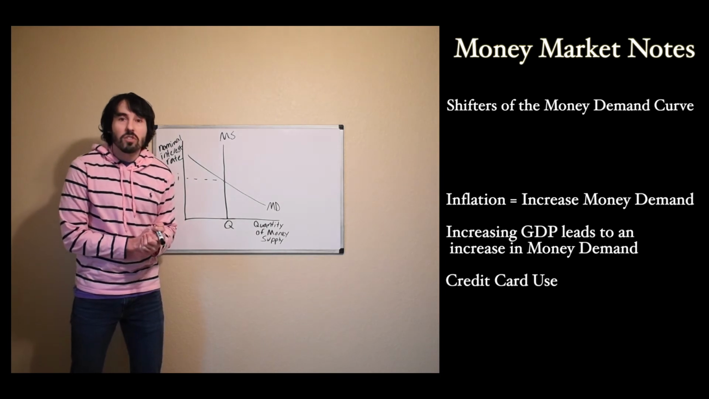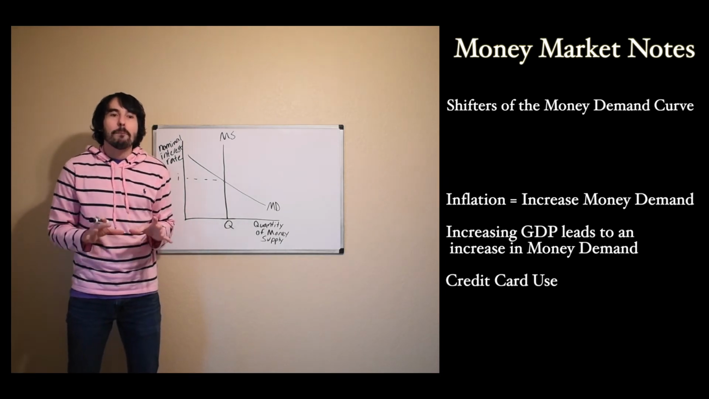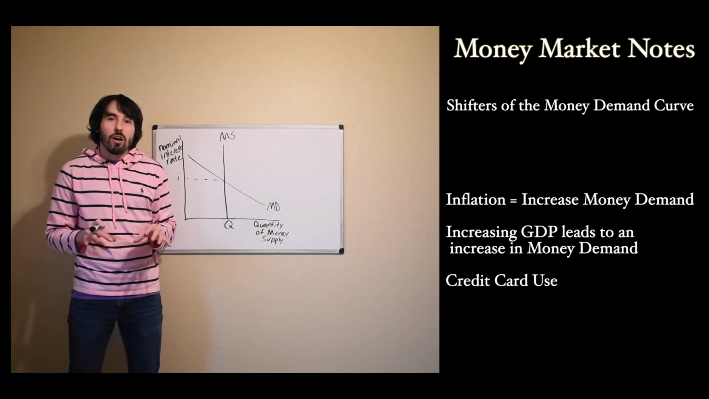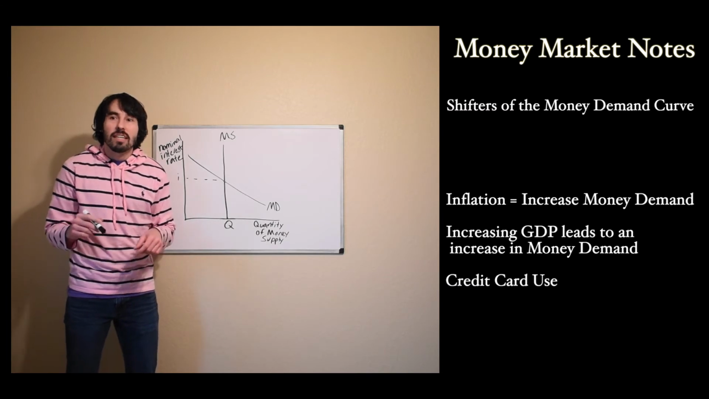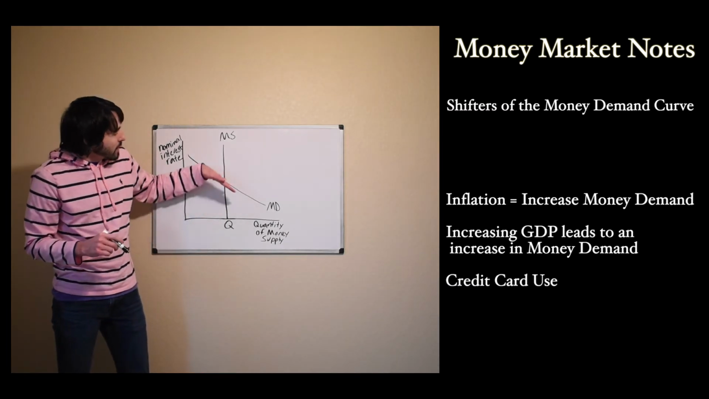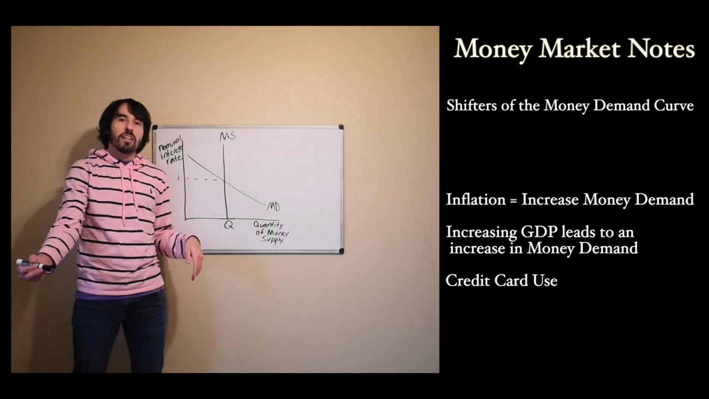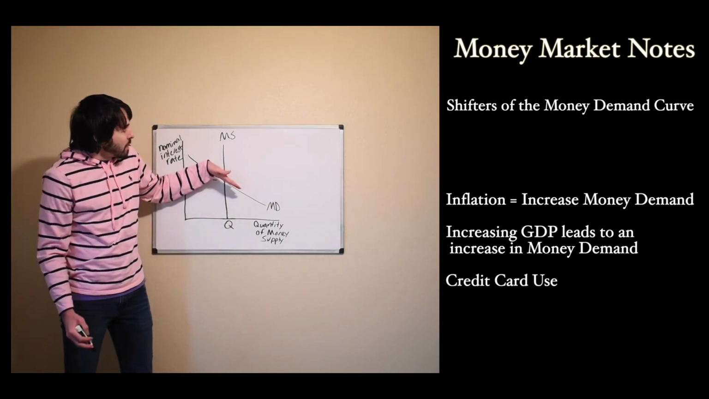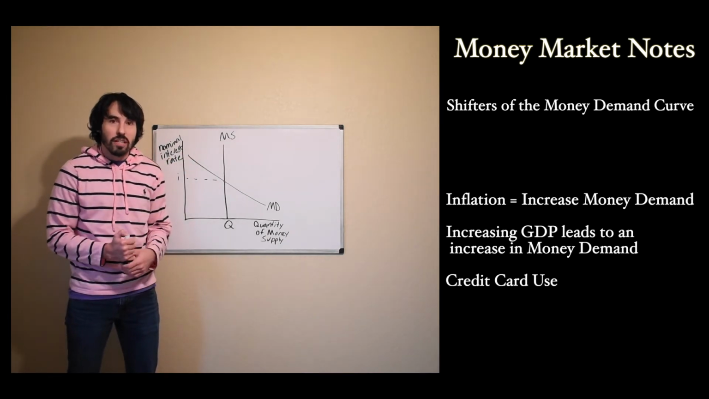And then finally, credit card use. Credit card use will also affect the demand for money. A credit card is not money. You're essentially taking out a loan from a corporation. And so if you are using a credit card instead of cash, well then the money demand curve is going to decrease and shift to the left. If we stop using credit cards because we're worried about debt, then the money demand curve would be expected to shift to the right and lead to an increase in the nominal interest rate.